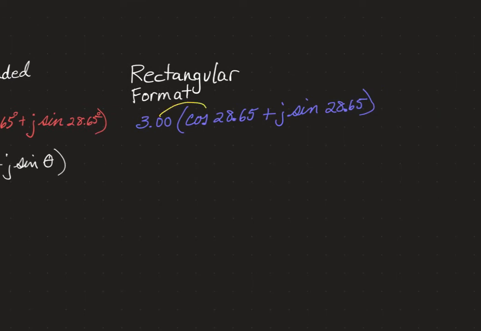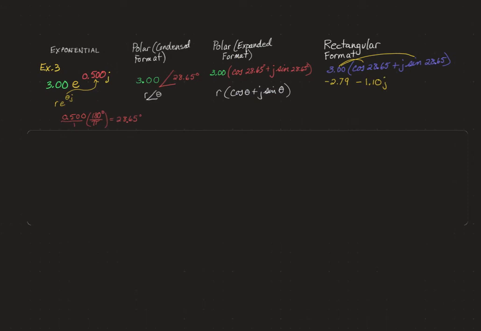Now I distribute the 3.00 to each of the terms inside the parentheses and get the following. Negative 2.79 minus 1.10J. And all right, here's a quick recap. All of the following expressions of a complex number are equivalent. It is the same complex number expressed in different formats.